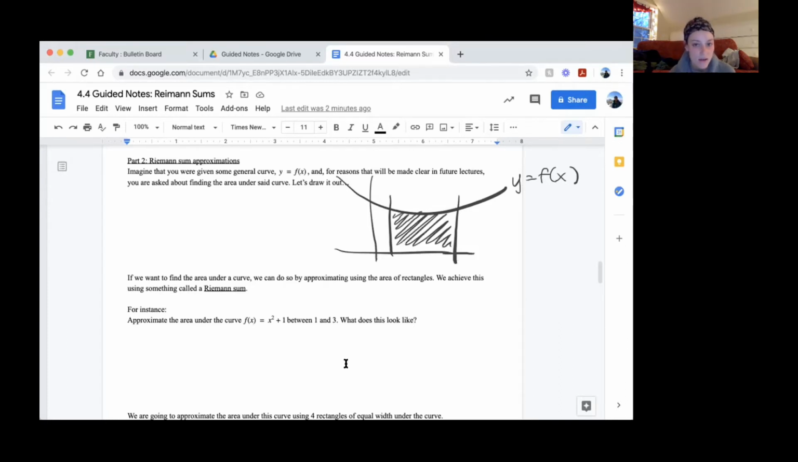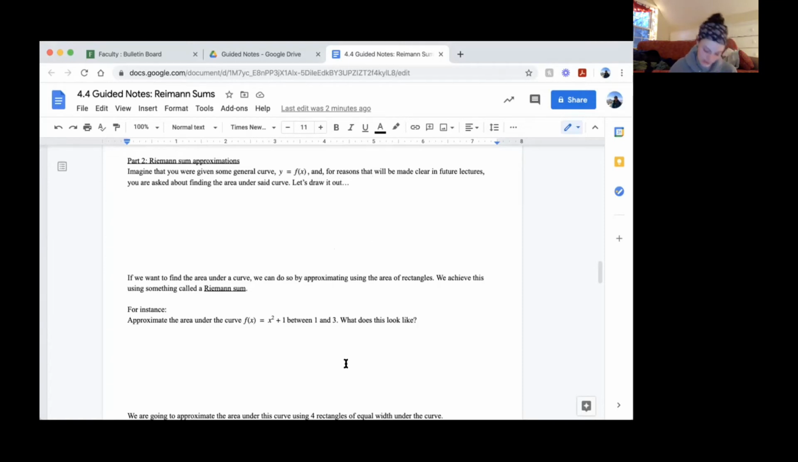And right away, it might seem obvious to you that you would maybe want to use certain shapes, like maybe rectangles that have a very easy area to find, to kind of break this into pieces. And then if we could find the area of those rectangles, maybe we could get an approximate area under the curve. And that is actually exactly what we are going to do with this idea of something called a Riemann sum. So we're going to jump right into an example, actually.